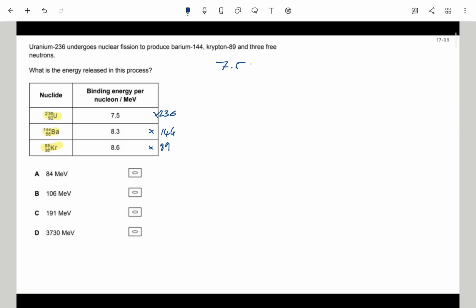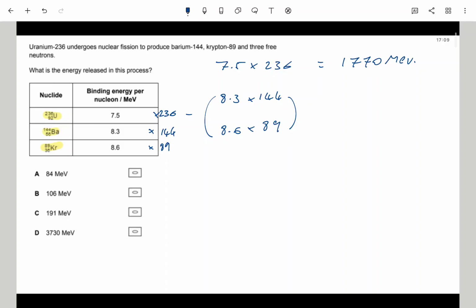So the calculations are 7.5 MeV per nucleon multiplied by 236. And then we've got 8.3 times 144, and 8.6 times 89. What you're going to do is take the top one, and then subtract these two from the top one. So if it's binding energy per nucleon and you multiply through by nucleons, you're just left with MeV. So that's 1770 MeV.